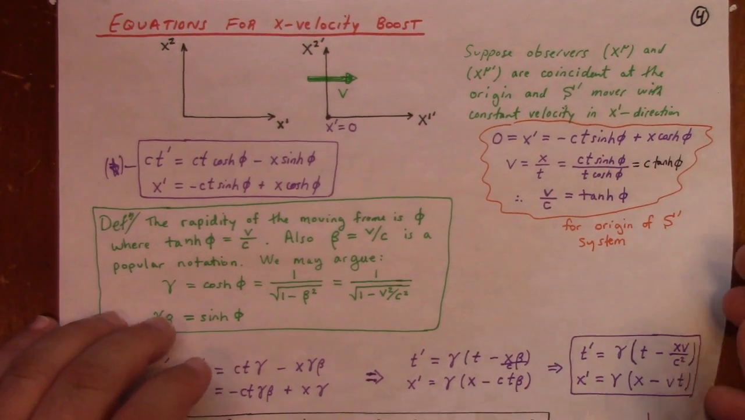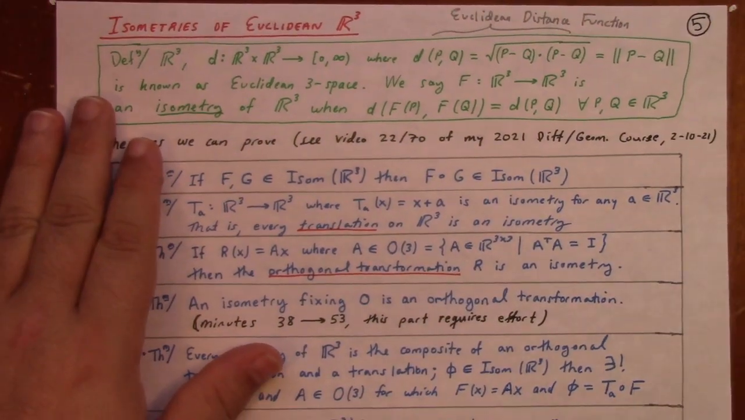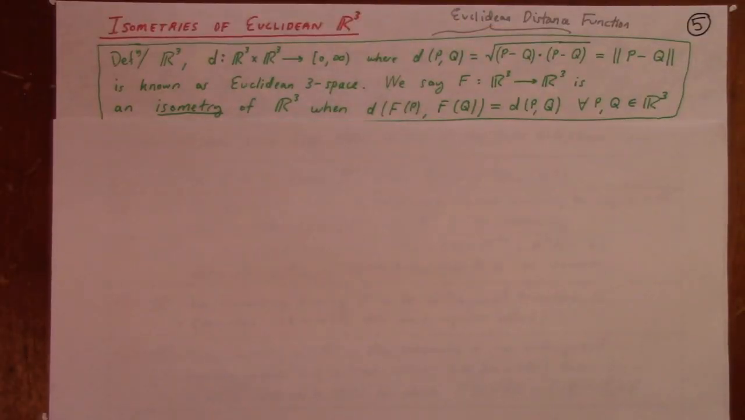Anyway, let's move on here. Of course you could write down similar formulas for y and z velocity boosts. If I had my copy of Misner, Thorne, and Wheeler handy, I could show you the general formula for a Lorentz transformation in an arbitrary velocity direction. All right, indulge me here. It's going to take me about 30 seconds to get it.